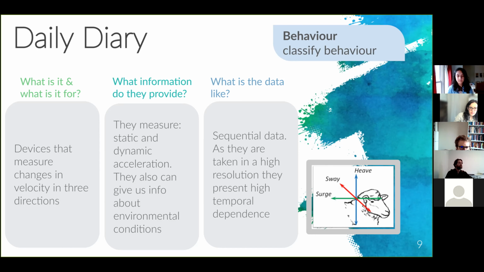So the acceleration is measured as the static acceleration and the dynamic acceleration. So we can distinguish which acceleration is from the animal and which acceleration is from the earth. And this data is taken in a high resolution. So they present high temporal dependence, something that, again, we need to be aware of when we analyze the data.